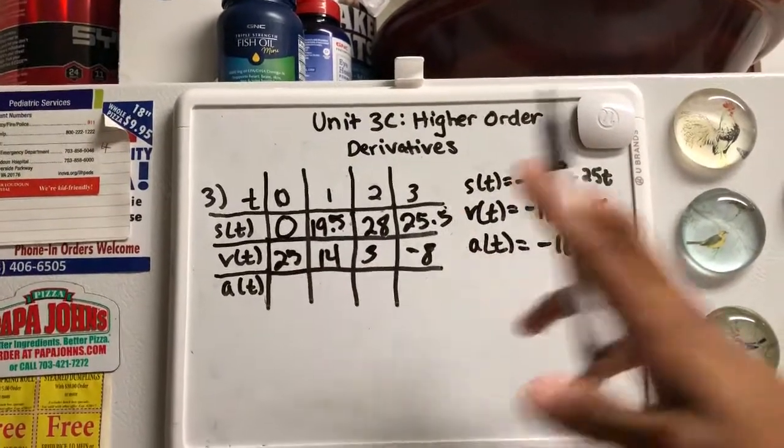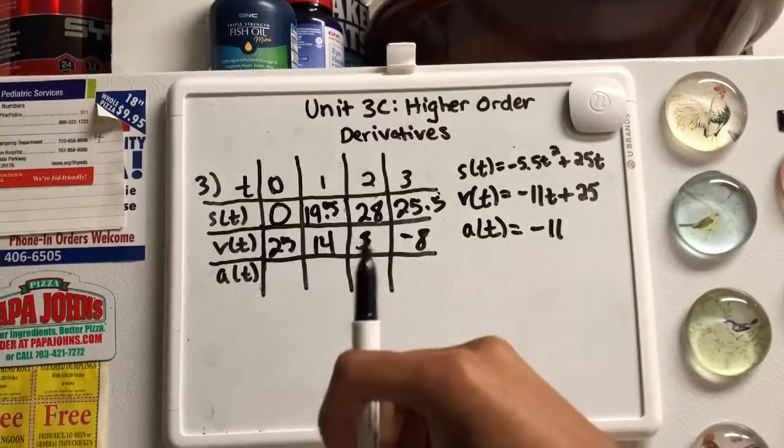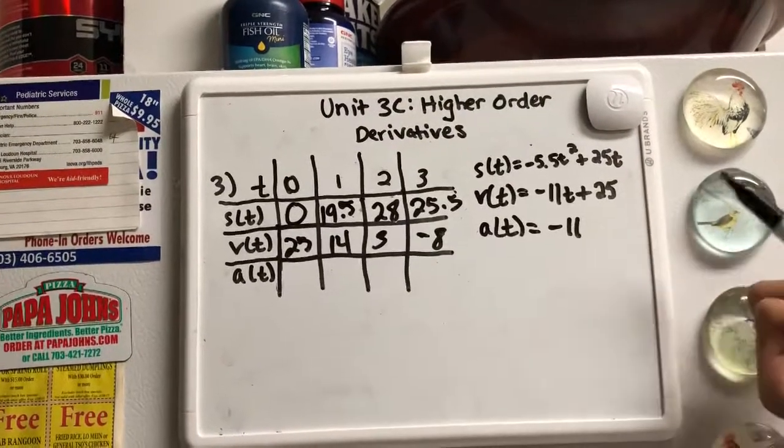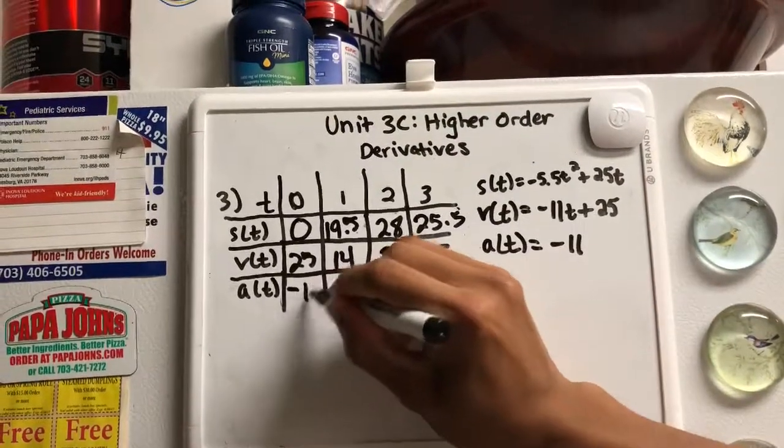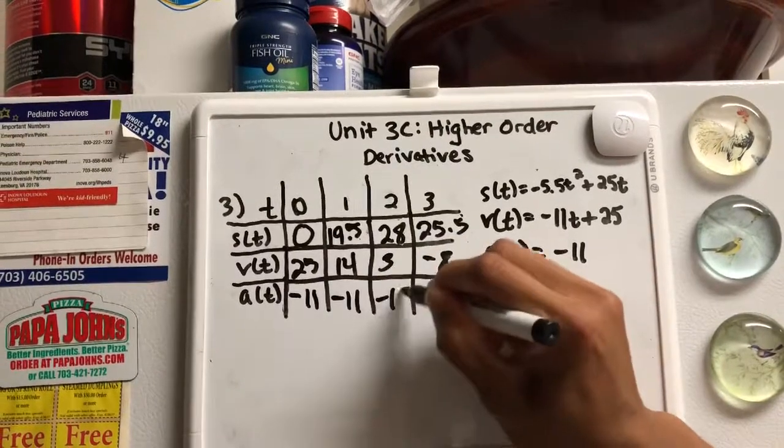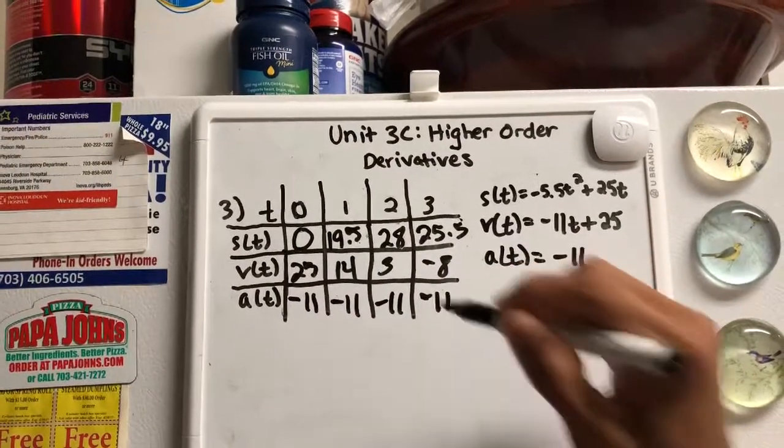And when we plug in something to the acceleration function, nothing's going to happen because it's just negative 11. So we're just going to put negative 11 for the acceleration. And that's your table completed.